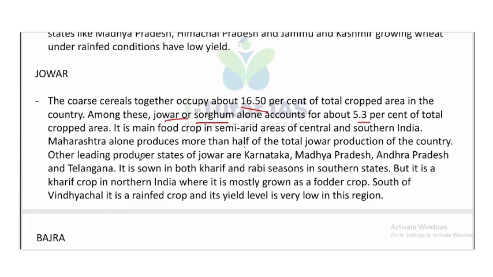Other leading producer states of jowar are Karnataka, Madhya Pradesh, Andhra Pradesh and Telangana. It's sown in both Kharif and Rabi seasons in southern states. But it is a Kharif crop in northern India, where it is mostly grown as fodder crop. South of India, it is a rain-fed crop and its yield level is very low in this region. So that's about the jowar.